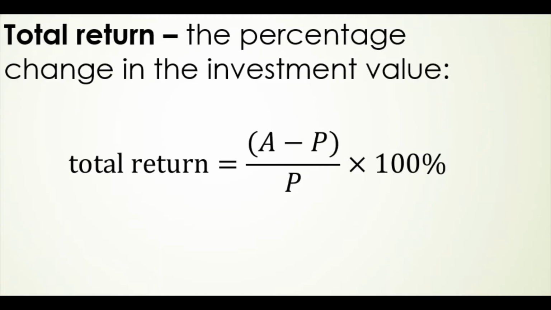Let's start by defining total and annual return. First, total return is the percentage change in the investment value. So the formula for total return is the ending balance, or the accumulated balance, minus the starting principal, divided by the starting principal. That'll give you a decimal, and then if you multiply by 100%, that will give you a percentage, and that's your total return. So it's just the difference, the amount that you made or lost in the investment, divided by what you started with. And it can be either positive or negative.